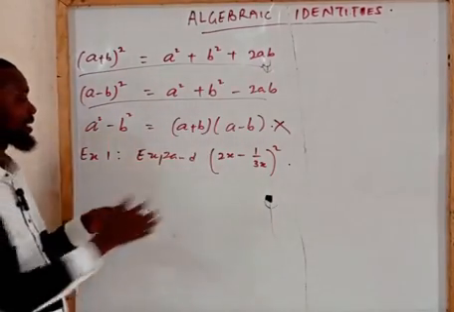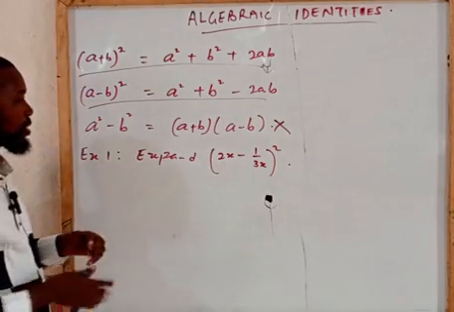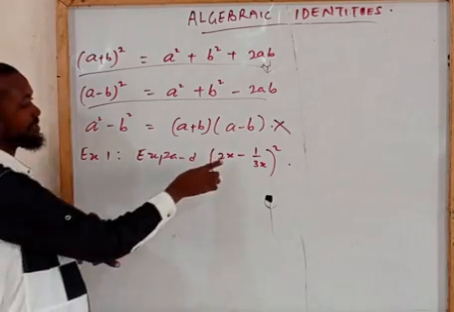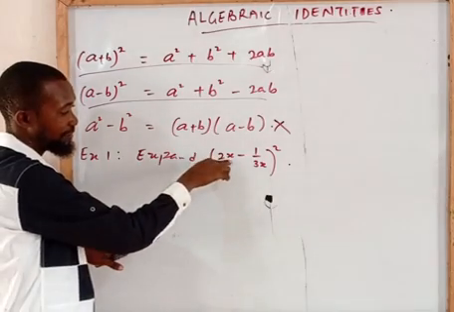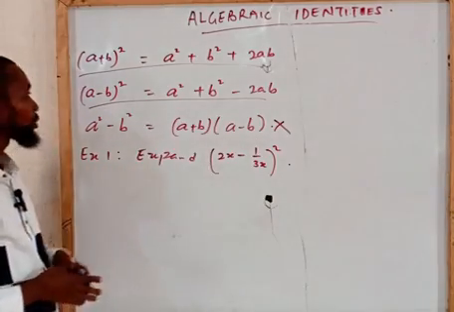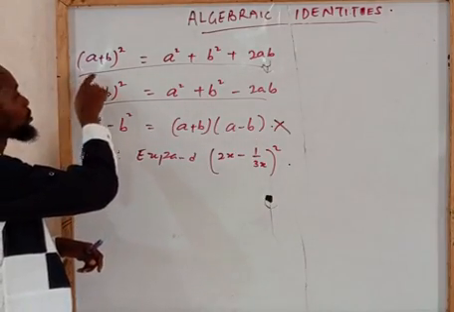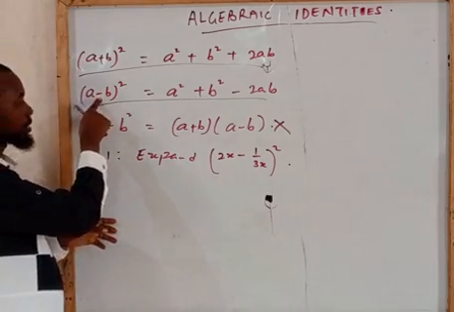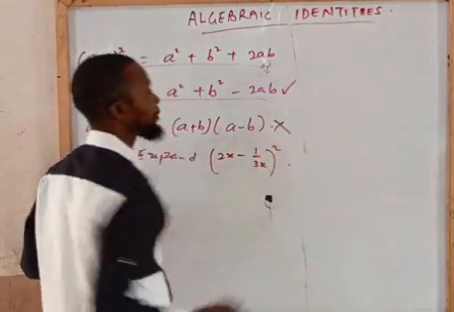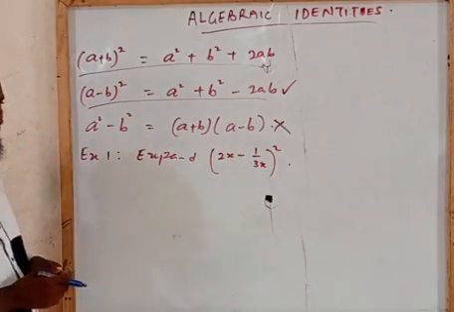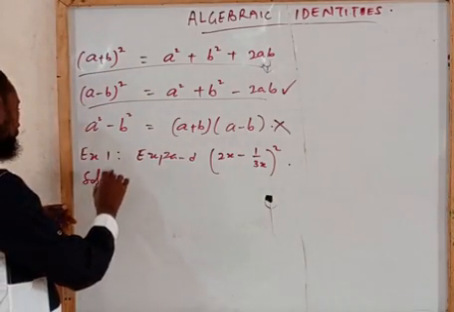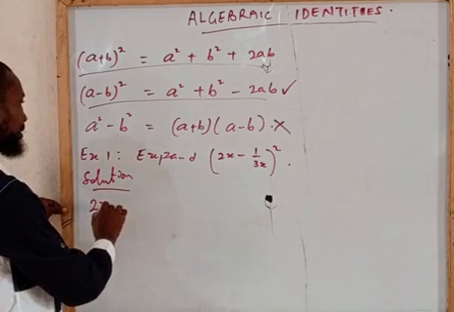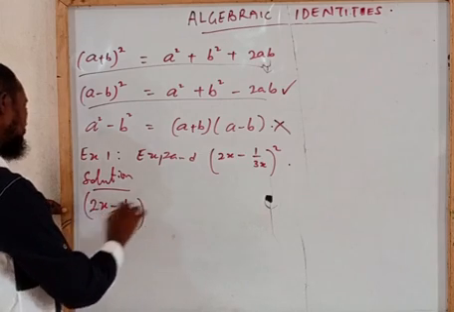So the next thing is to look within the bracket. How is the expression within the bracket structured? After the first expression, what we have is minus. So that means I need to use the one that has minus out of these two, and it is this one that contains minus. Since this one contains minus, it shows this is the appropriate identity I will use in dealing with this question. So to solve it now, I will say solution. What I have is 2x minus 1 over 3x, squared.